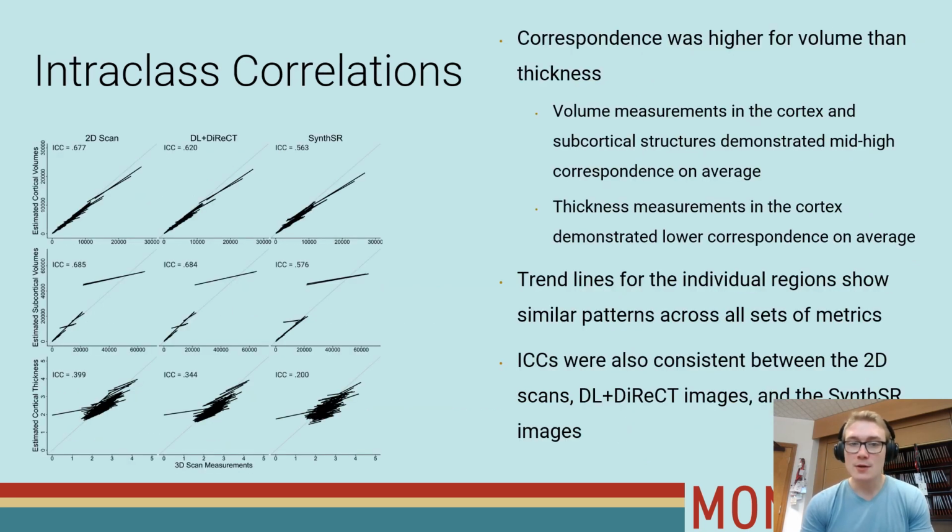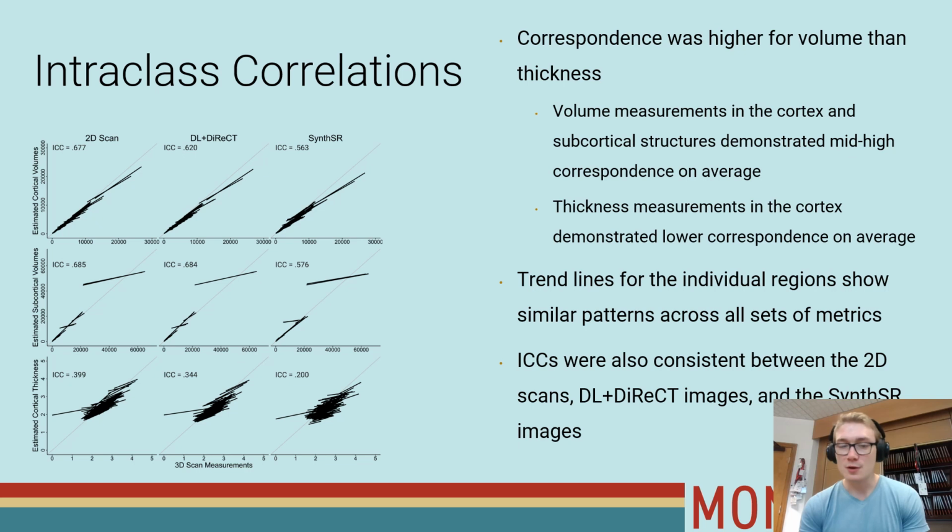So to evaluate the use of synthesized images in volumetry, and to see how much or how little the 2D and synthesized image metrics differed from the 3D scans, intra-class correlation coefficients were computed for the cortical region volumes, subcortical region volumes, and cortical grey matter thicknesses.